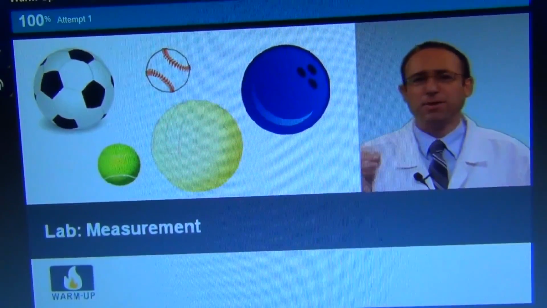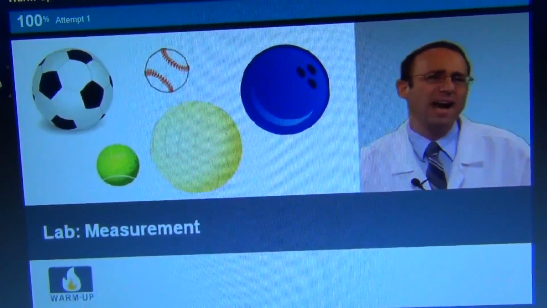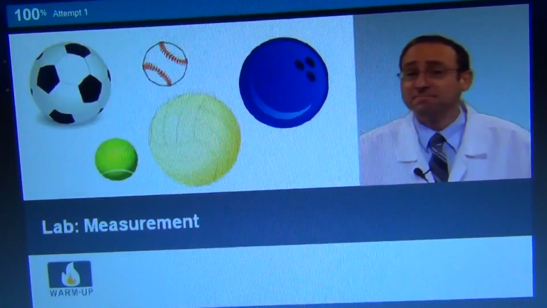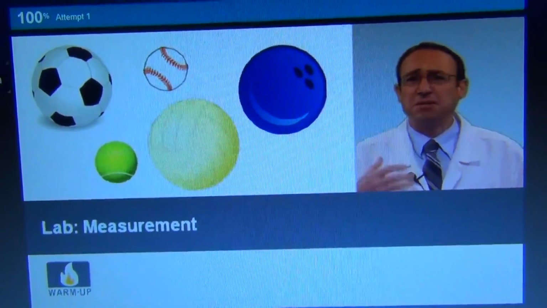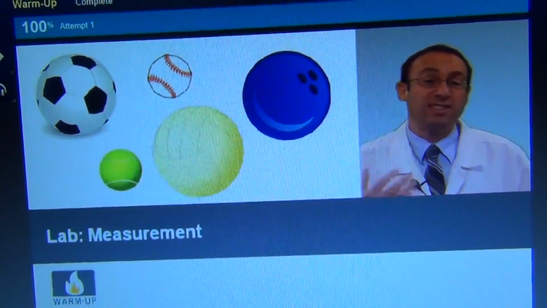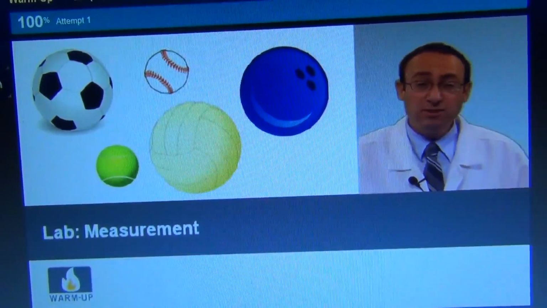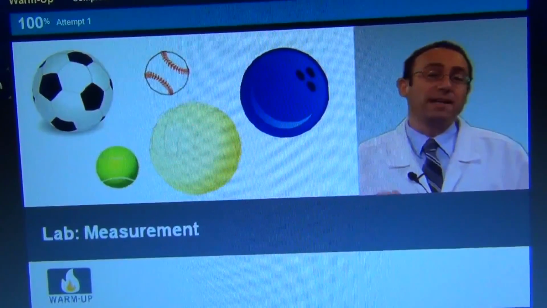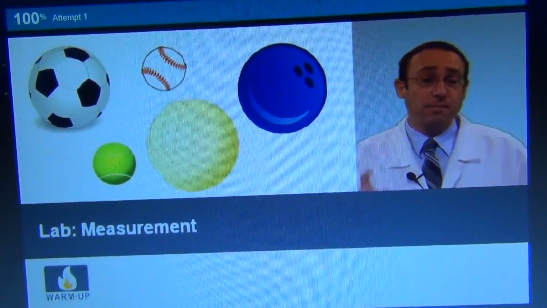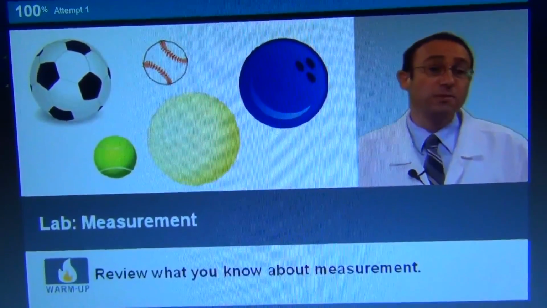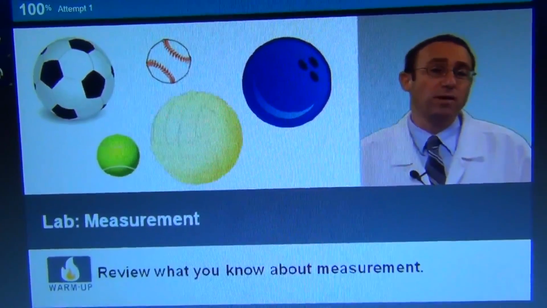What if I was to put a marble in that same set? How would you describe the marble? It's no longer a piece of sports equipment. Would you then measure the mass? Measure the size? How would you measure the size? Well, by the end of this lab, you're going to be able to answer that question. But before we do that, we're going to be reviewing what you already know about measurements.